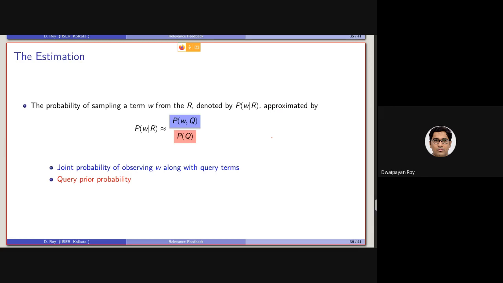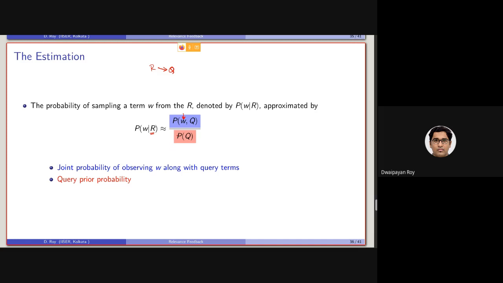So this probability of W given R, as we have discussed, the only absolute evidence of R is Q. We know that Q is definitely generated from R. So this probability of W given R can be approximated with probability of W comma Q divided by probability of Q, where the numerator is the joint probability of observing an individual word along with the query. This is the joint probability, divided by the query prior.